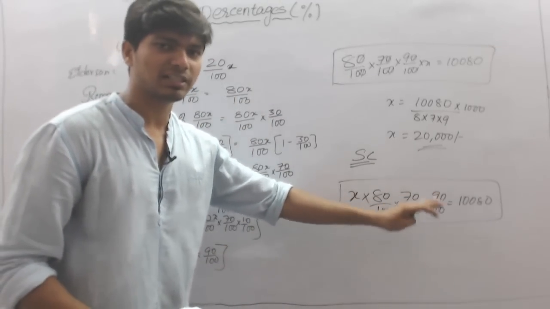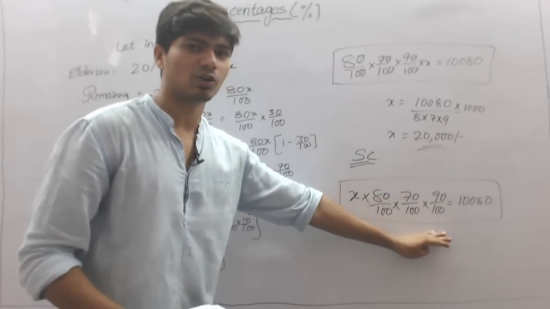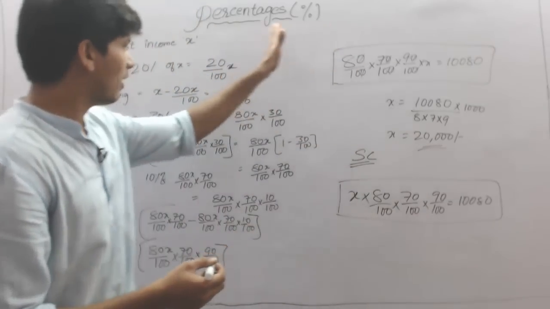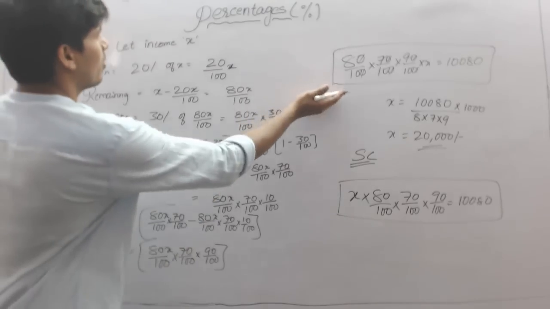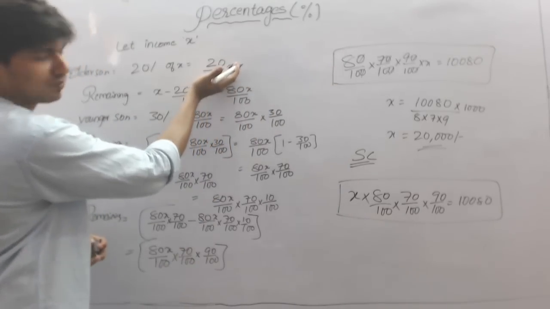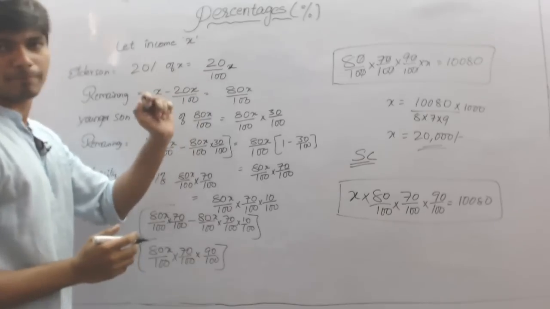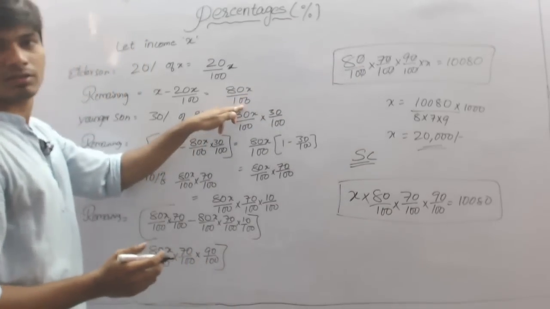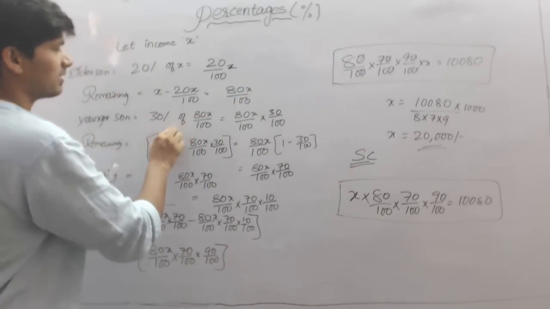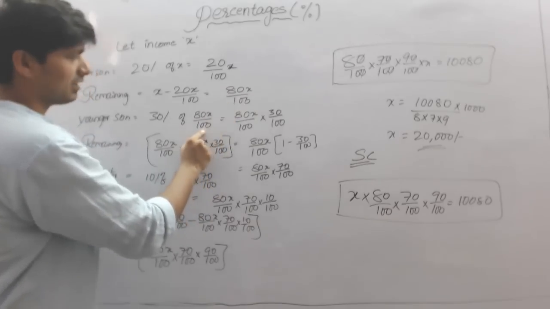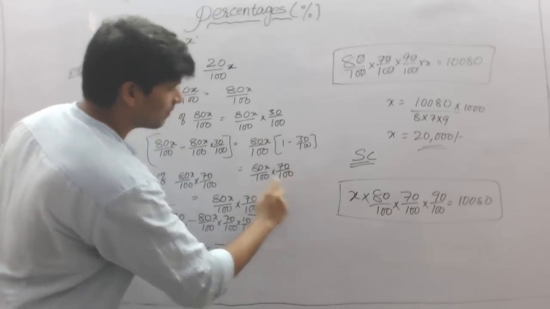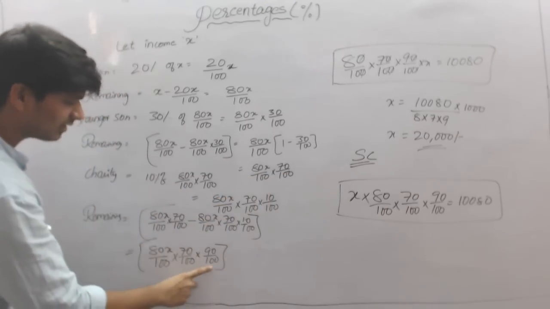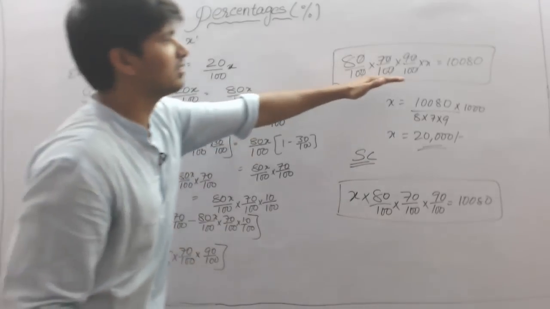Whenever a person is spending his income on the remaining, this is the shortcut. Got clarity? Before, I could say the shortcut directly, but we have evolved the shortcut from here. So here he is spending 20% on the elder son. Now he is remaining with 80 by 100. Now in the second case, out of this 80 by 100 he is spending 30%. Now he is remaining with 70 by 100, and again 10% on charity. Now finally he is remaining with 90 by 100. So overall it is the same thing.